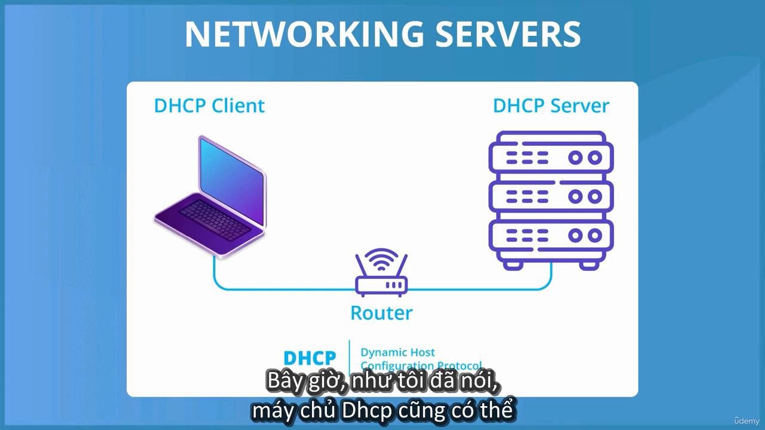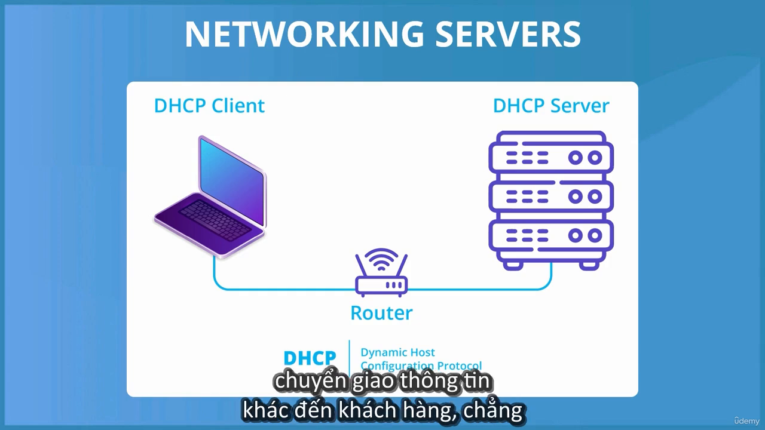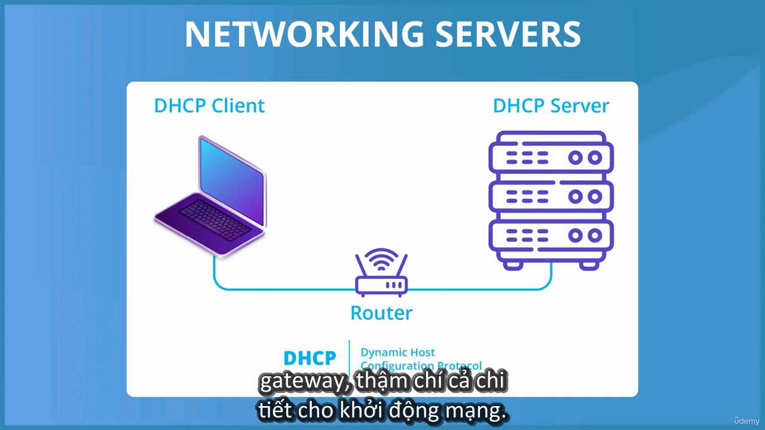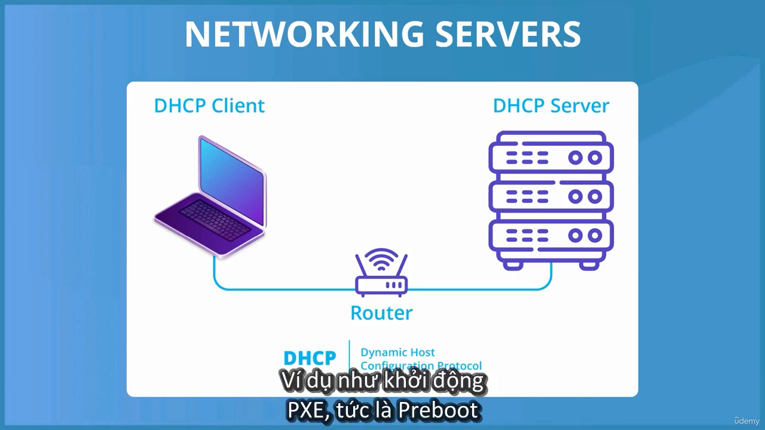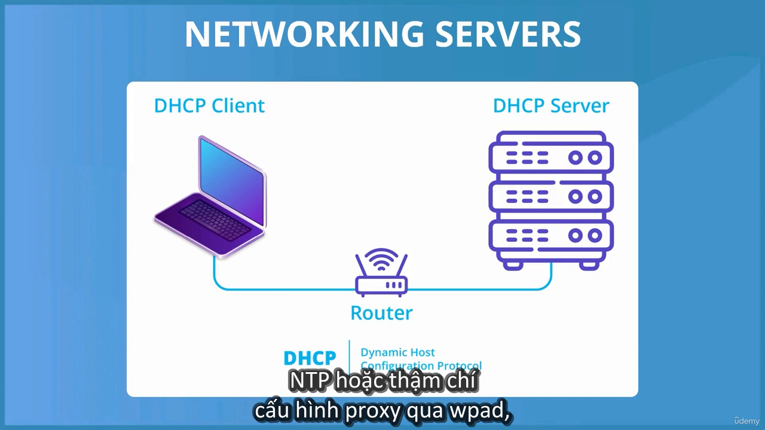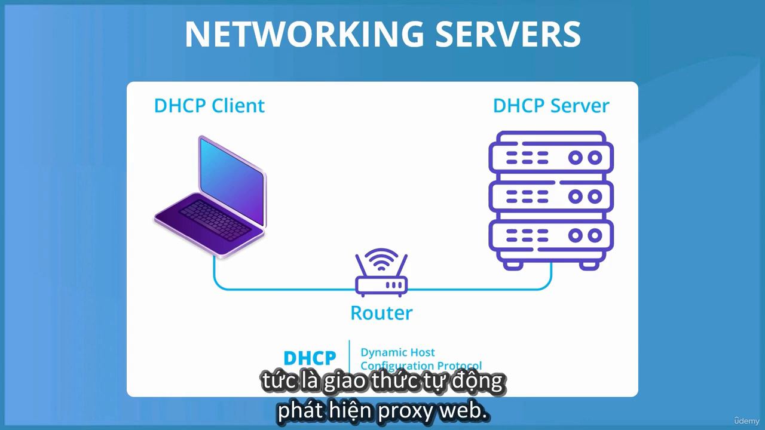Now, like I said, the DHCP server can also transfer other information to the client, such as subnet mask, name server, domain name, and gateway, even details for network booting. Yeah, for example, PXE-boot, which is Pre-Boot Execution Environment, NTP, Network Time Protocol, or even proxy configuration via WPAD, which is Web Proxy Auto Discovery Protocol.